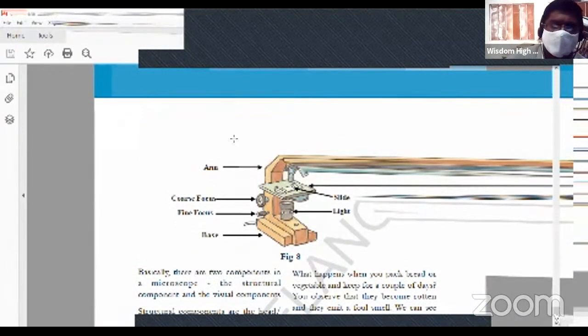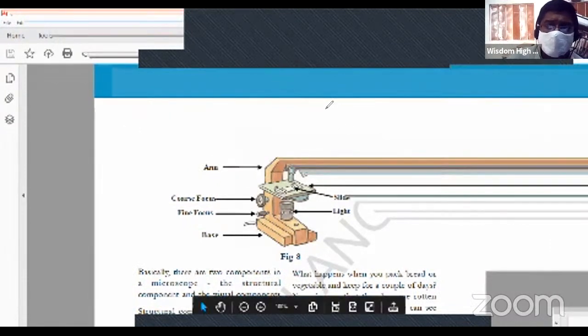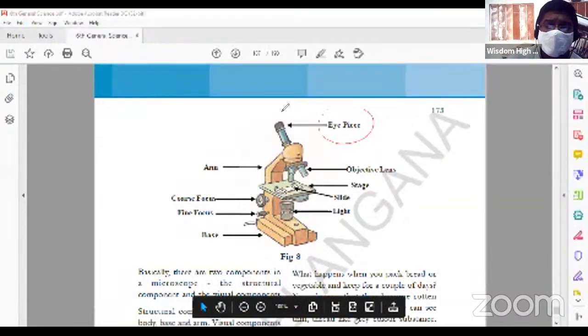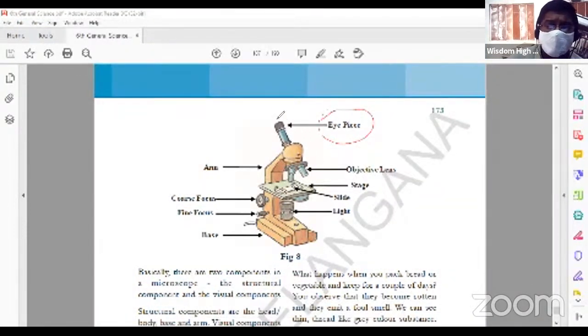Okay. So this is the structure of a microscope. The eyepiece: through this eyepiece, we can see inside. Through this lens we can see things, here we bring our eye, so that's why this is called the eyepiece.